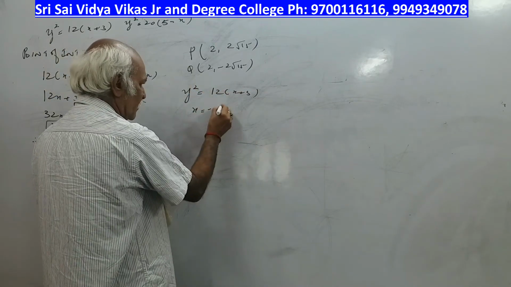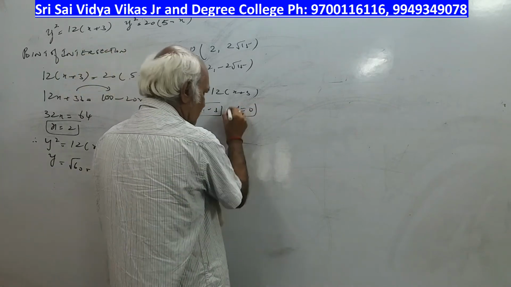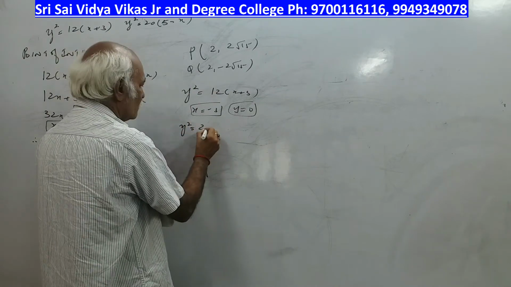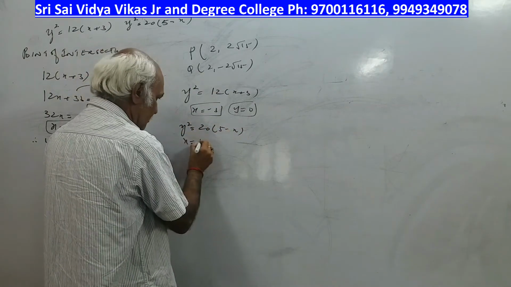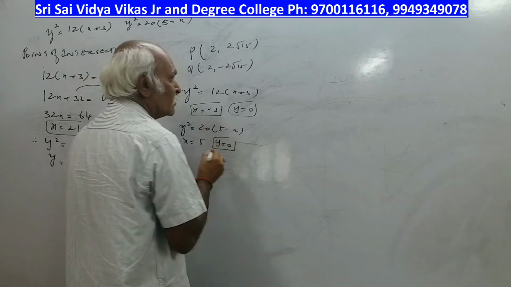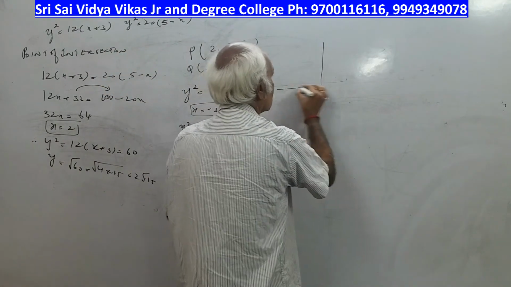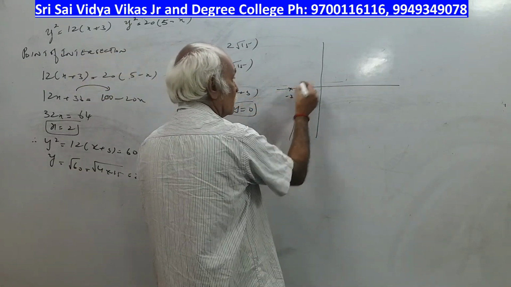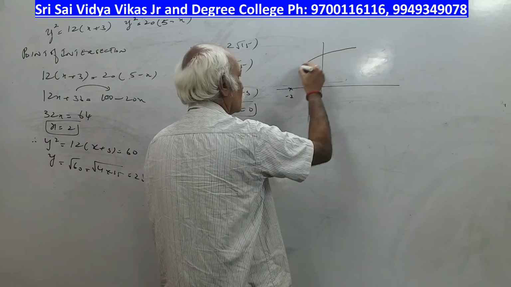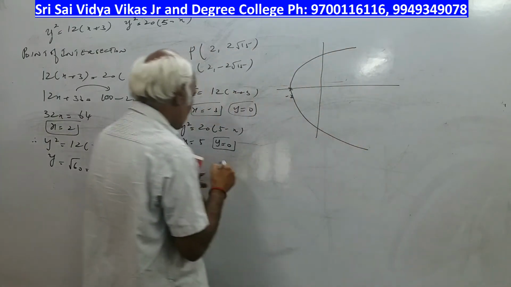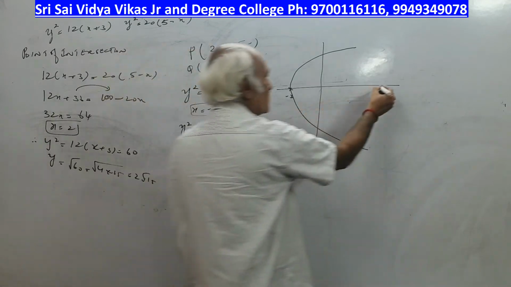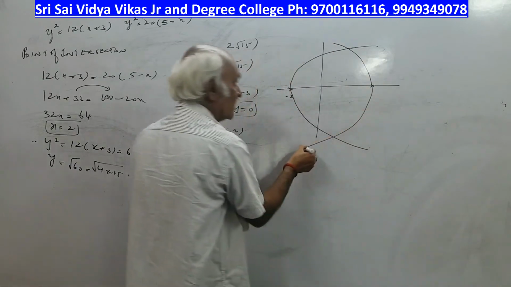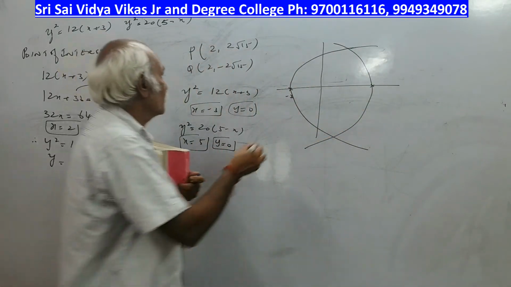put x is equal to minus 3. So y will be 0, because if you put x is equal to minus 3, y square will be 0. Similarly, y square is equal to 20 into 5 minus x. Put x is equal to 5, y is equal to 0. Now, for the first curve, y will be 0 at x is equal to minus 3. Okay, rough diagram. Next, x is equal to 5, y is equal to 0. Like this. Okay, this is a point of intersection.